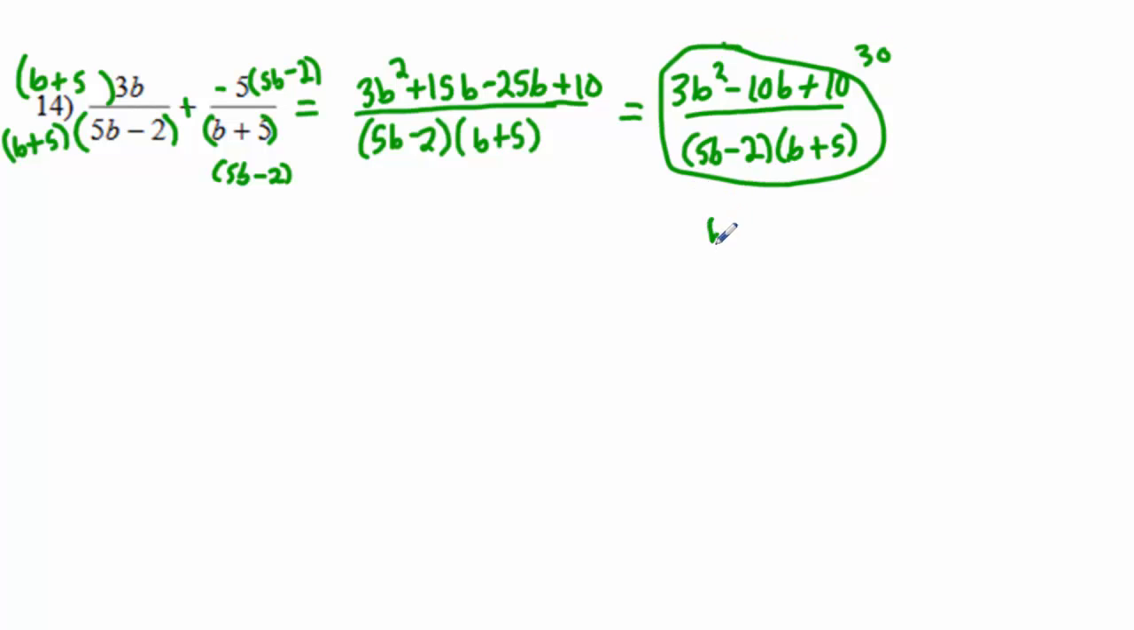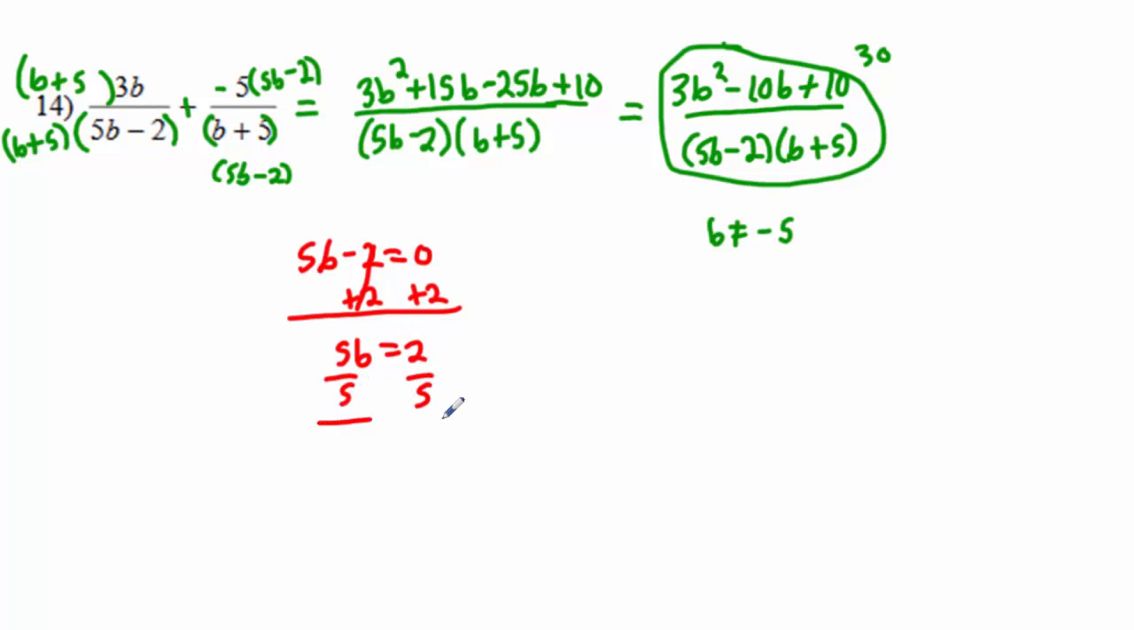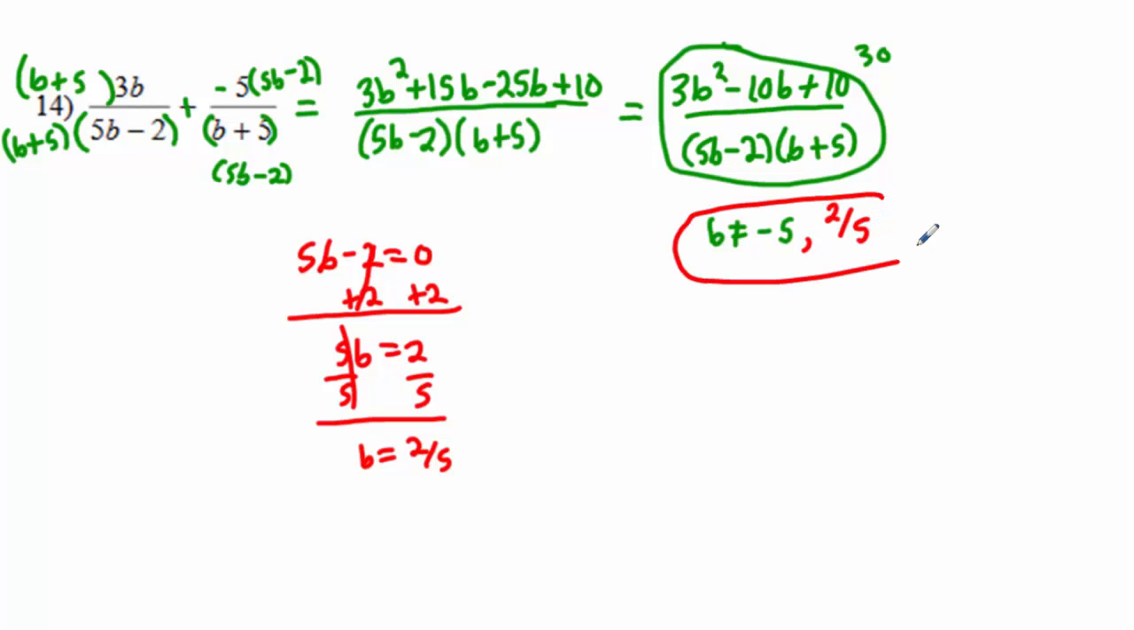Now, b can't be negative 5. And then if you think about the 5b minus 2, if I set that equal to 0, what do I have to do to solve? You might be able to do this in your head. If not, you need to write it out. I would add 2, get 5b equals 2, divide by 5, and get b equals 2/5. So that's the other thing b can't be.